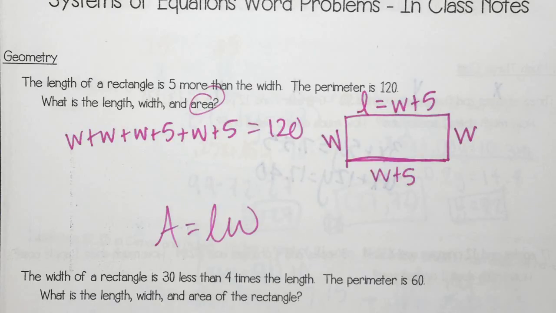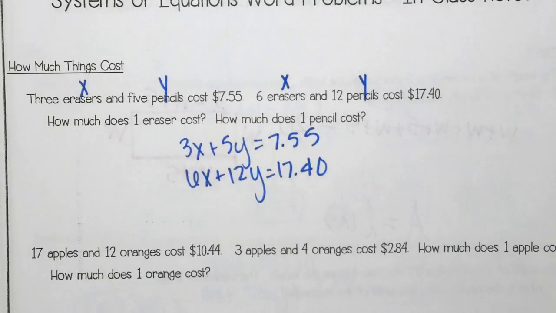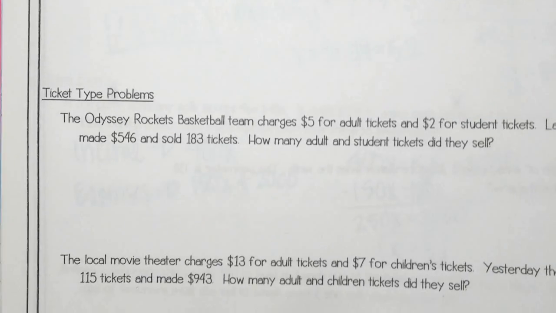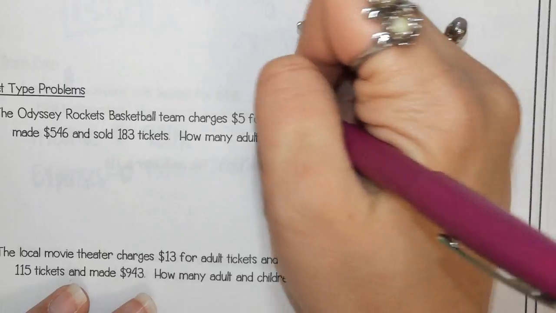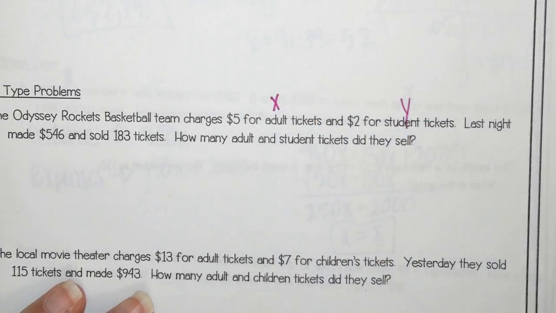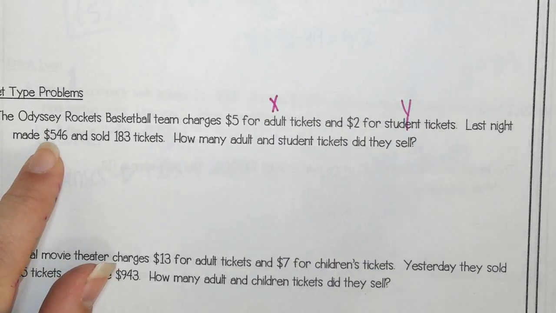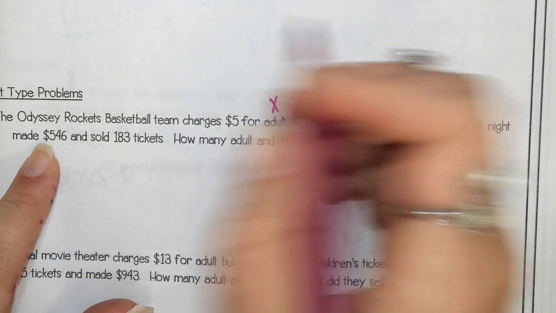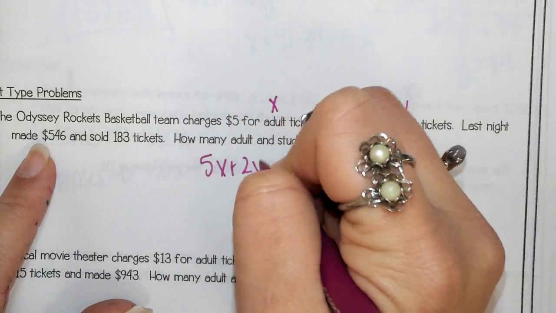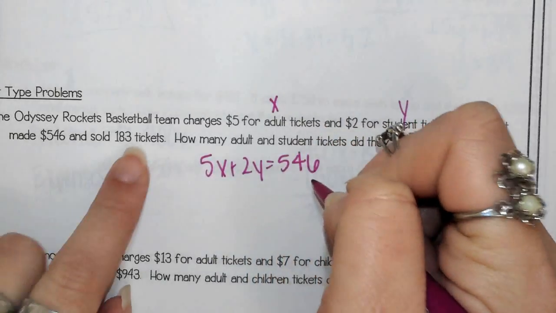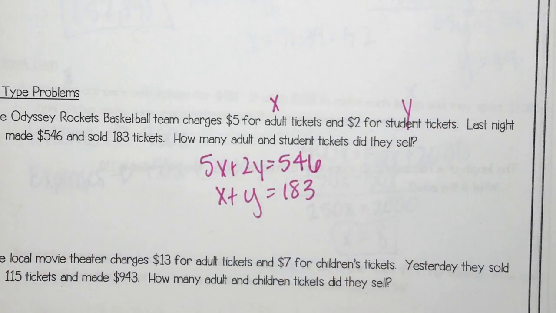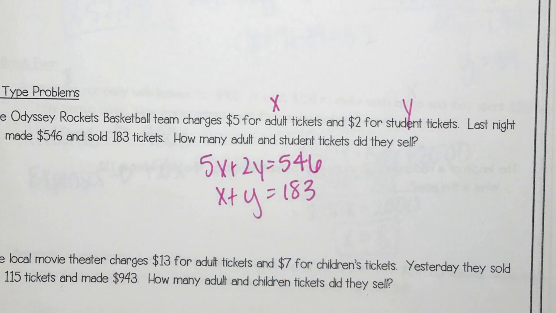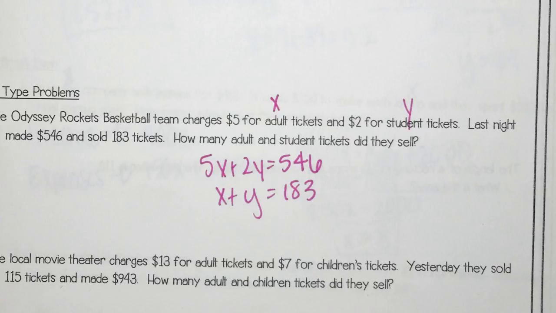Any others? Can you just go back to the ticket one, the first one? The ticket one? Yes. The ticket type problems, Odyssey Rockets? Yes. Okay. So, adult tickets are X, student tickets are Y, correct? If we make $546, that means we need to do 5X plus 2Y equals 546. And if we sold 183, you just add them together. That's it. That's all you do.